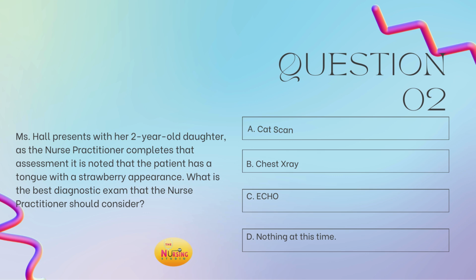Question number two. Ms. Hall presents with her 2-year-old daughter. As the nurse practitioner completes that assessment, it is noted that the patient has a tongue with a strawberry appearance. What is the best diagnostic exam that the nurse practitioner should consider? Is it A, a CAT scan, B, a chest x ray, C, an echo, or D, nothing at this time?